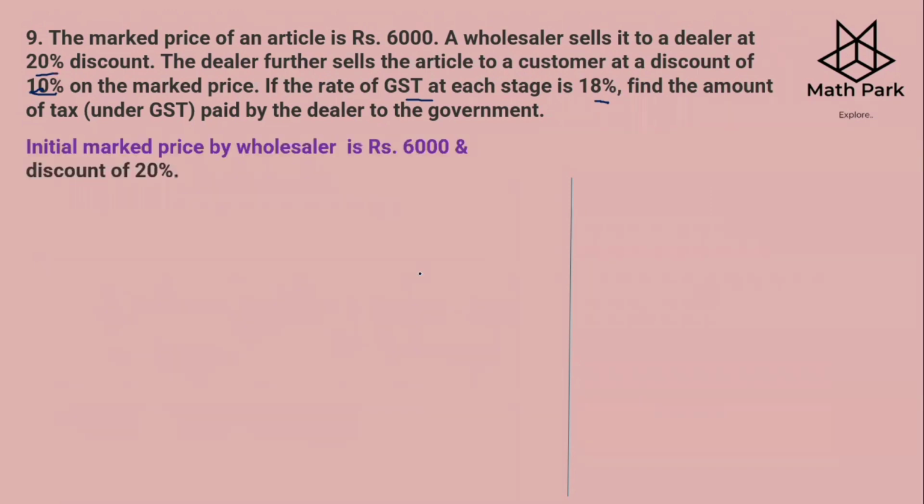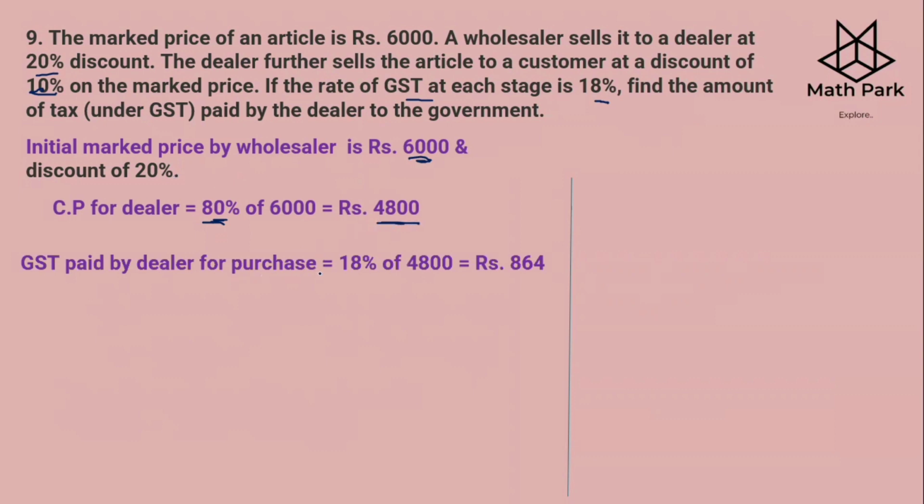Okay. So initial mark price by the wholesaler is rupees 6,000 and the discount of 20%. So the selling price, since the discount is 20%, 100 minus 20 is 80. So 80% of 6,000, when we calculate, 8 6s are 48, two zeros will get cancelled. So 4,800 is going to be CP for the dealer. Okay, CP for the dealer. Then GST paid by the dealer for purchase is 18% of 4,800, which is rupees 864.